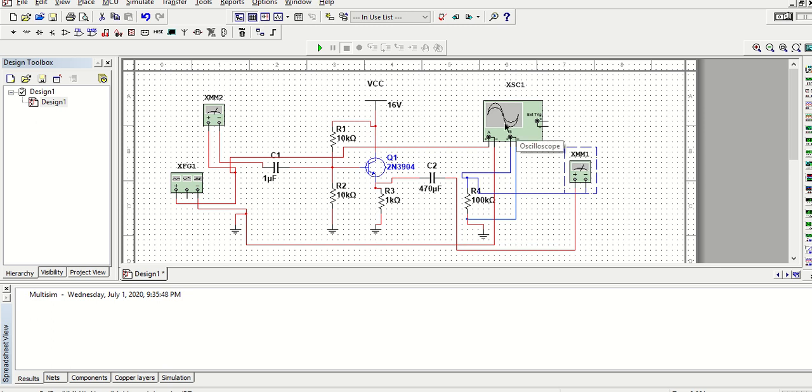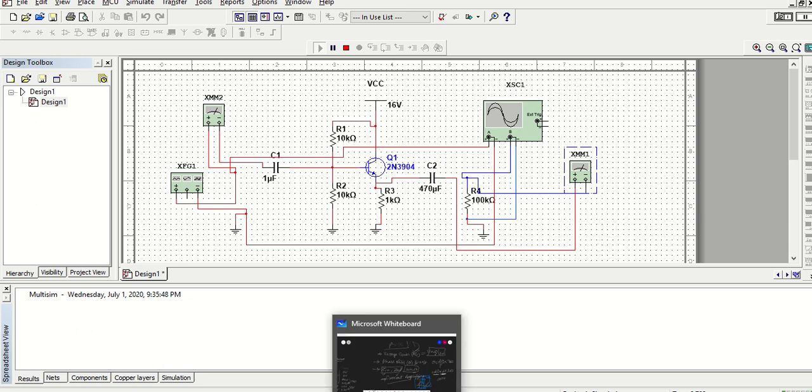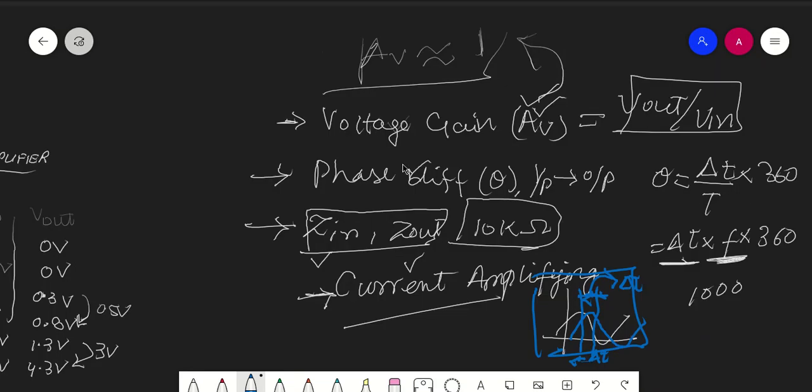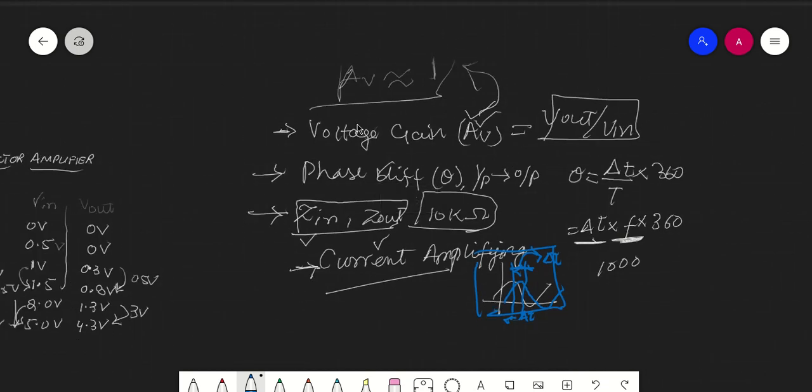You will see that the voltages are more or less the same, but the currents are not the same. The current gets amplified at the output. Just by implementing it, you have to run the circuit, see the outputs and calculate them. These are the two basic things that you have to find out: voltage gain and phase difference. Additional things that you will find out are the current amplifying value, how much the current amplifies, as well as input and output impedance. Thank you.